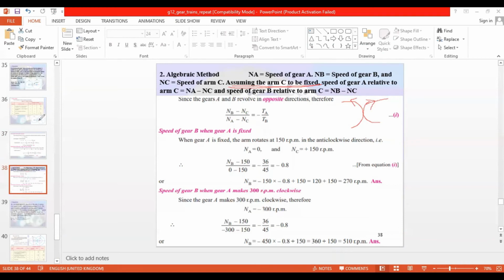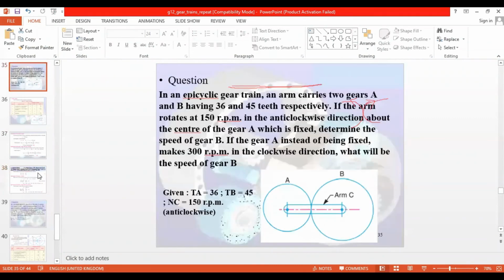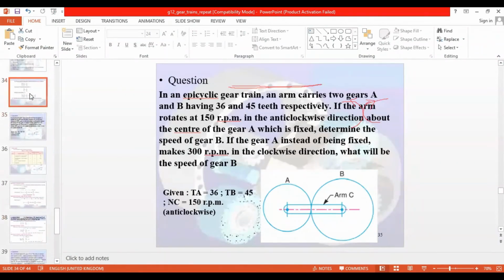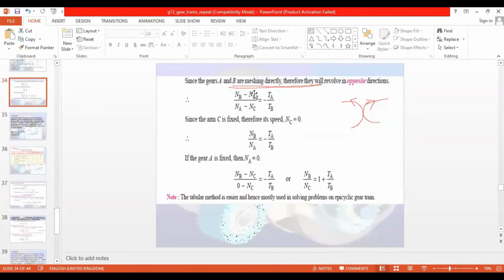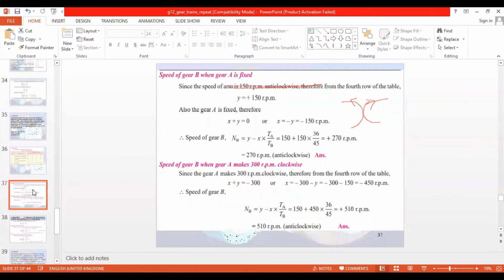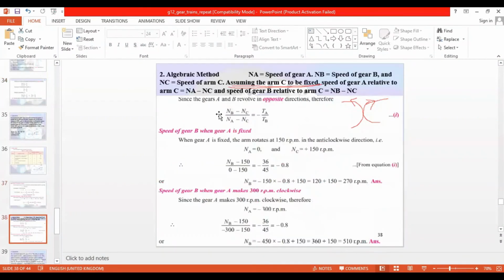So we can use the formula. What is our formula saying? NB minus NC upon NA minus NC is equal to minus TA upon TB. That's the formula, right? NB minus NC upon NA minus NC equal to minus TA upon TB. So I will apply it in the formula for the speed of gear B when gear A is fixed. This is a standard formula, and now we are going to fix whatever we need.